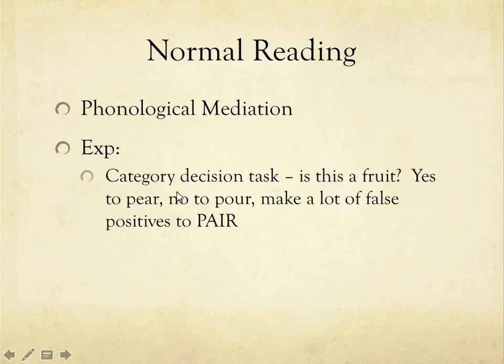So pair here, spelled this way as in two, primes the word pear as in fruit just because they sound the same. And that's phonological mediation. So we connect the two because of their sounds, and that sound influences my pulling up of the meaning of the word. And in this example, I make a mistake by saying, yes, this pair is a fruit.